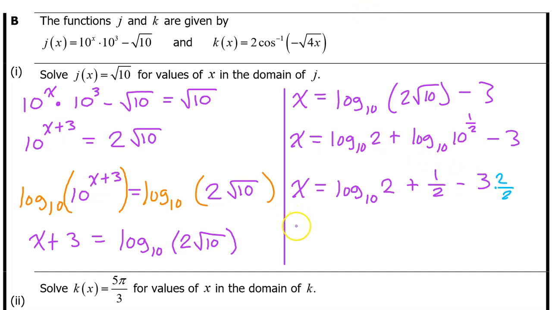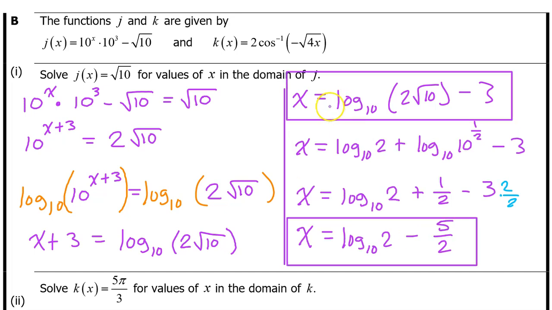So I think I'll keep you with me on this journey. So we have x equals the log base 10 of 2 minus 5/2. I'm not sure if you will get full credit if you stop here. So to be on the safe side, go ahead and simplify down to this.